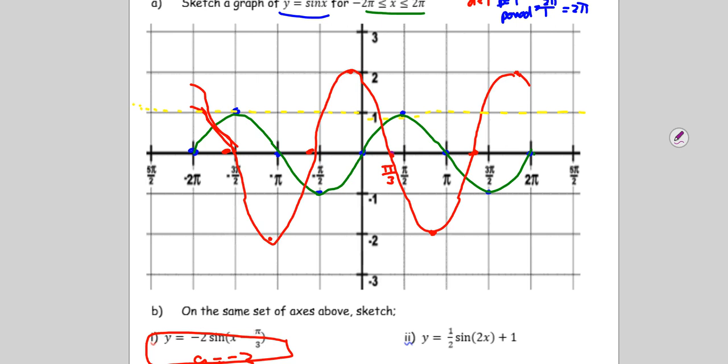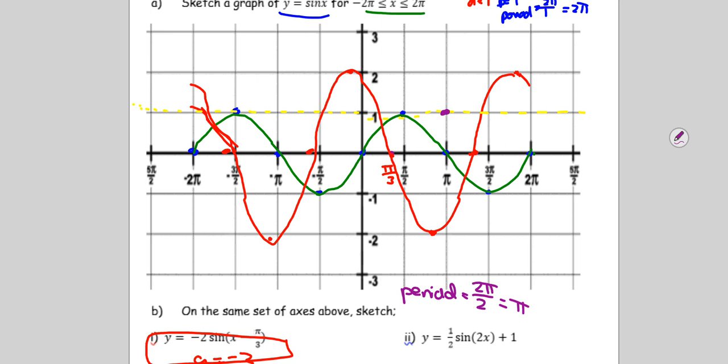Okay. And then this one, the amplitude's a half. The principal axis has been shifted up to 1, like you said. Has there been any horizontal shift? No. But what about the period? What's the period? 2x. Is it 180 or 720? Yeah, 2 pi over 2, so it's pi. Yeah, 180 degrees. So it does a full cycle from here to here.